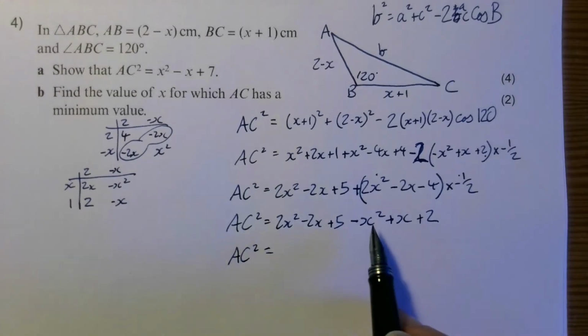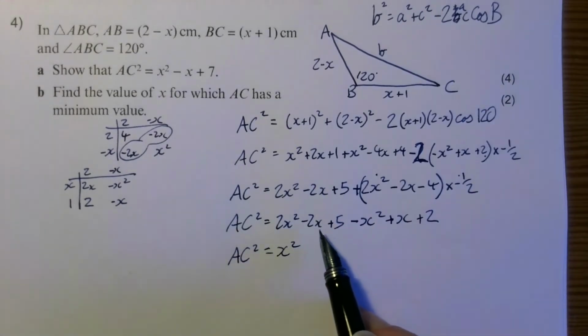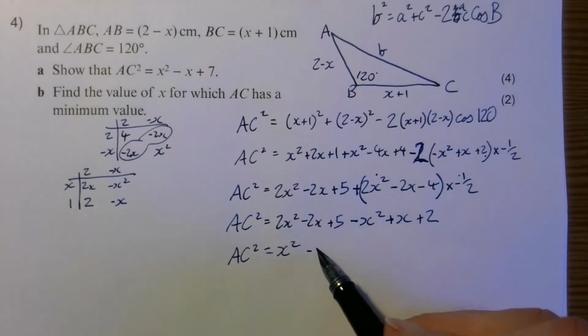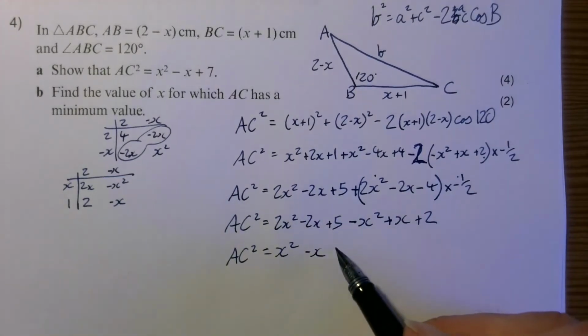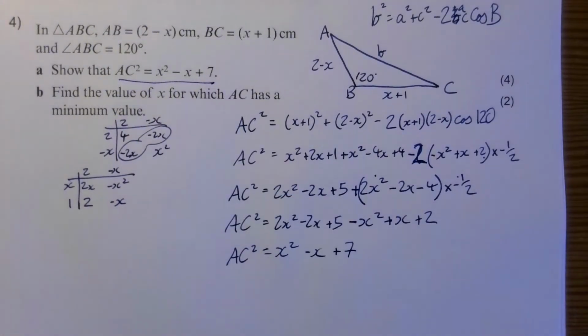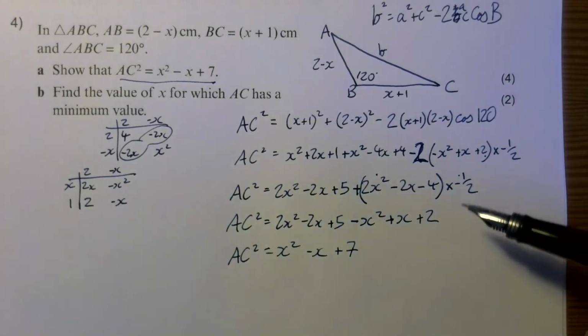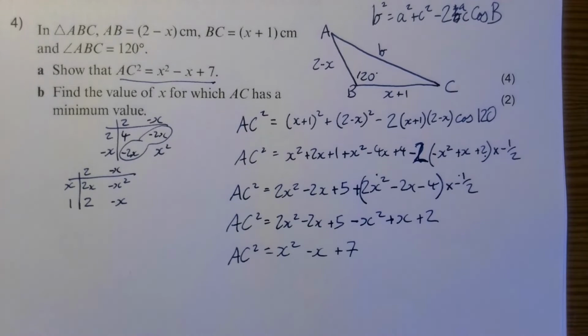Now, 2x squared take x squared is x squared. Negative 2 plus 1 is negative x. 5 plus 2 is 7. And that is what they had there. It's quite a lot of work, but there's 4 marks. It's not that much. And you probably could have snuck out a little stage or 2 in there if you'd wanted to. Right, so that's that bit.